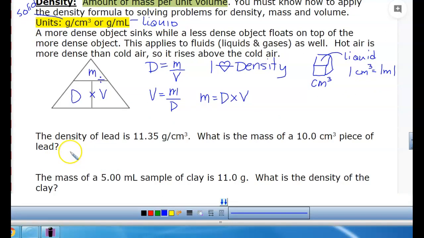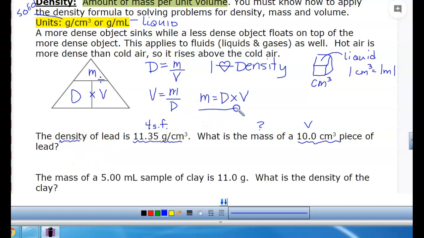So let's look at some examples. When we read our first example, we can see that it says the density of lead, so let's underline that. The density of lead is 11.35 grams per centimeter cubed. That's 4 significant figures. And we are going to have to round correctly with our answer, so let's make sure we know that. And then it says, what is the mass? Let's put a question mark over that because that's what we're looking for, of a 10 centimeter cubed piece of lead. So this is our volume. Remember, we said centimeters cubed are for solids. Okay, so it's asking us what is the mass.